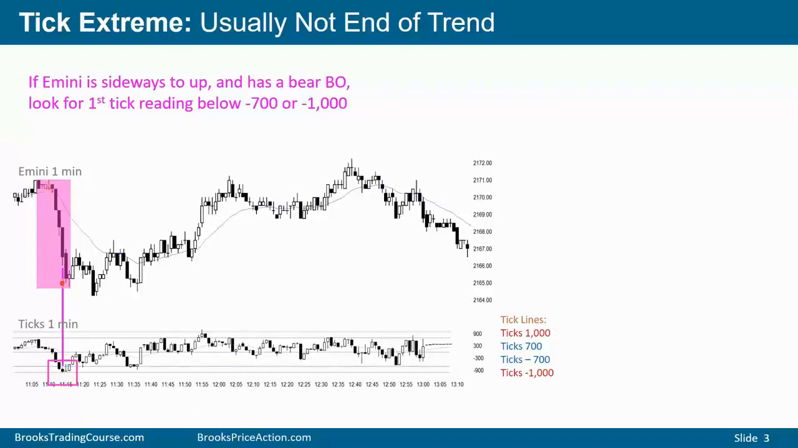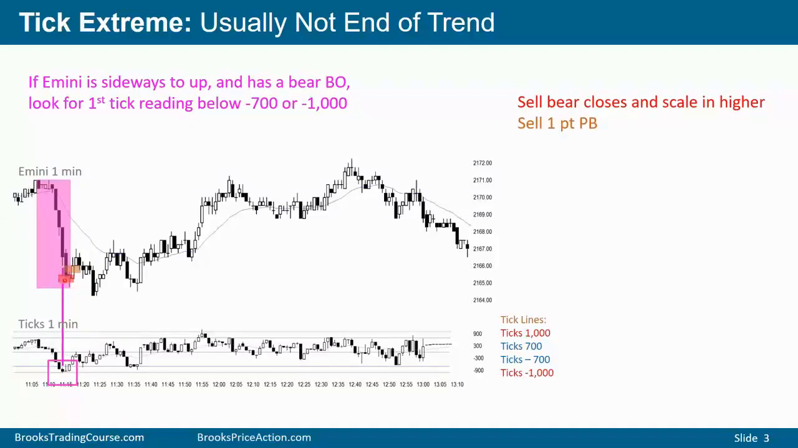Very strong bear breakout. Even without looking at the ticks, you know the odds are high the first reversal up will fail and lead to a new low. Traders who watch the ticks, when they see a new bear breakout and a tick reading below minus 1,000, some of them will sell instantly at the market, thinking that the market will go at least a little bit lower. It's a reasonable scalp trade.